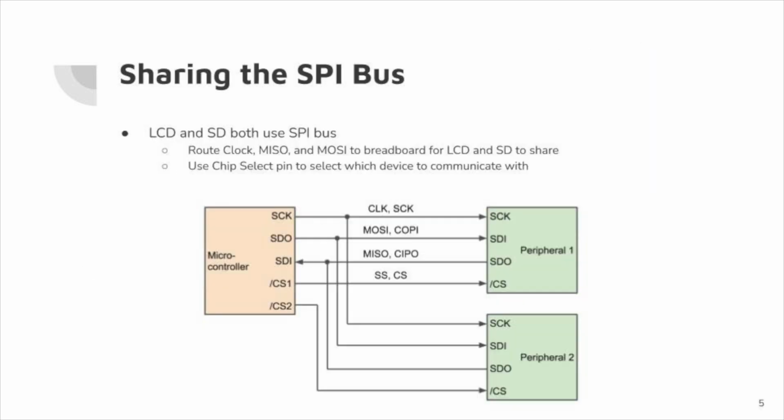So as Evan just said, both the LCD and the SD use the SPI bus. So rather than plugging both of these into the Arduino ports, since that's not possible, we actually had to route the SPI bus, clock, MISO, and MOSI to a breadboard. And then from the breadboard, we could plug in the LCD and SD separately, as you can kind of see in this diagram here. And then the chip select pin was used to select which device we're communicating with, whether it's the LCD or the SD. So that's what the CS1 and the CS2 are in this diagram here.